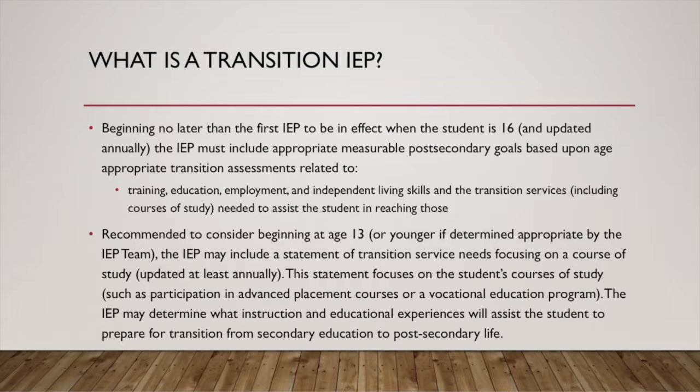It's recommended to consider beginning at age 13, doesn't have to be, and the IEP may include a statement of transition services needed, focusing on a course of study, and this has to be updated at least annually. This is a statement that will focus on the student's course of study, if they need advanced placement or vocational programs, and the IEP may determine what instruction and educational expertise or experiences will assist the student to prepare for a transition from secondary education to post-secondary life.